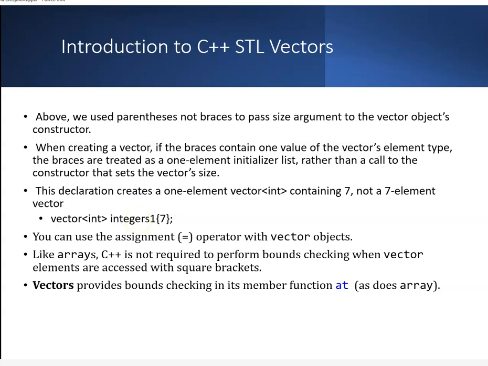They're very much like arrays, but you can assign whole vector objects. You do have to do bounds checking when accessing elements with square brackets. And there is a bounds checking function in both vectors and arrays called at. So instead of saying v[x], we can say v.at and then pass in a parameter of an index. And if that's out of range, it won't blow up.